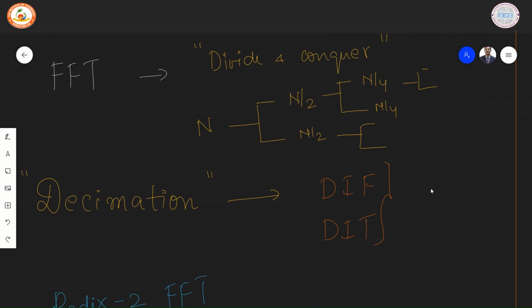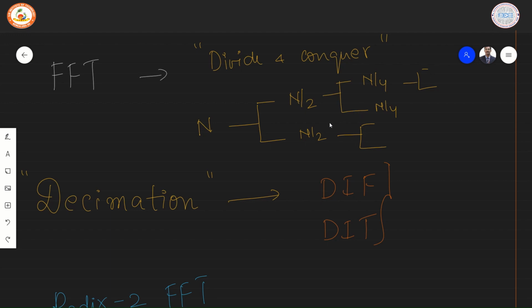Now, the solution to this particular problem is to adopt a method called the fast Fourier transform. The fast Fourier transform works on a divide and conquer basis, wherein a large block is reduced into small blocks and the process continues. For example, N is broken down into N by 2, N by 2. N by 2 could be broken into N by 4, N by 4. We pursue this to the very smallest level.